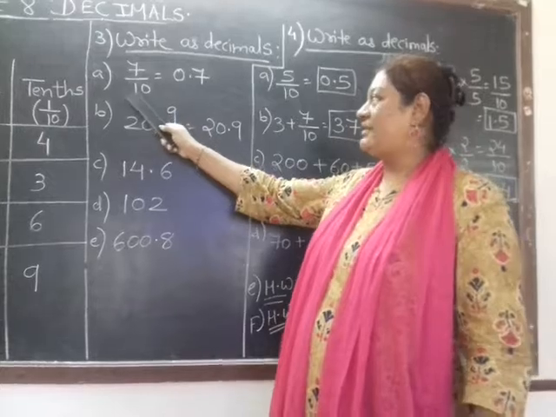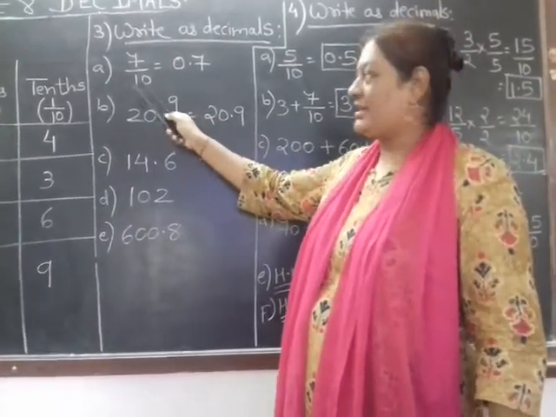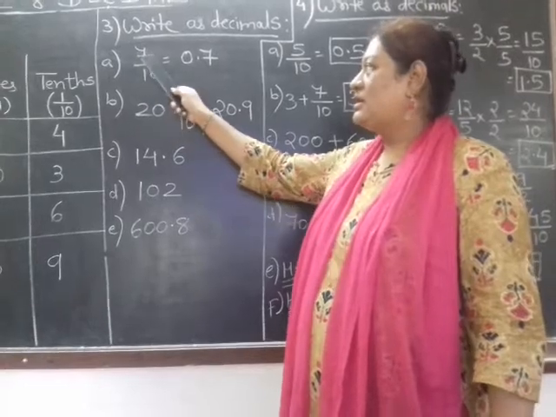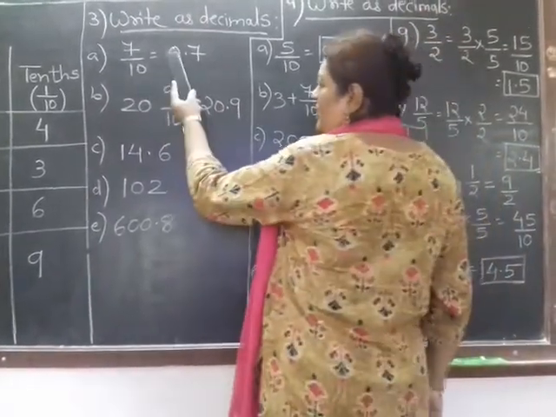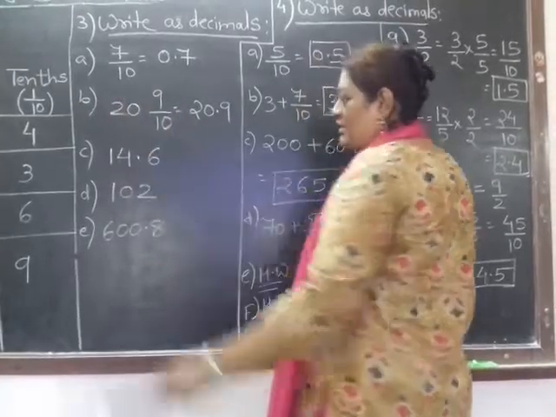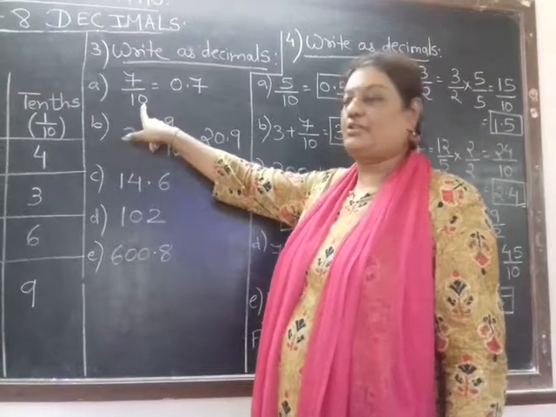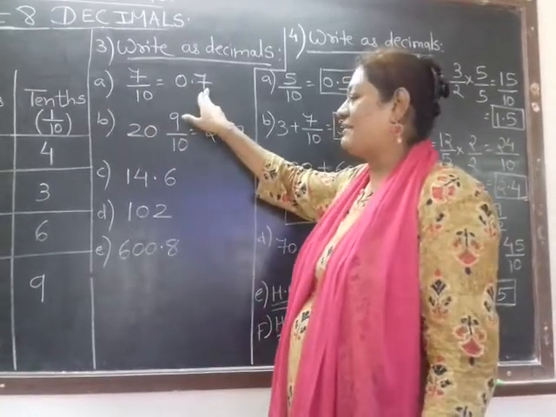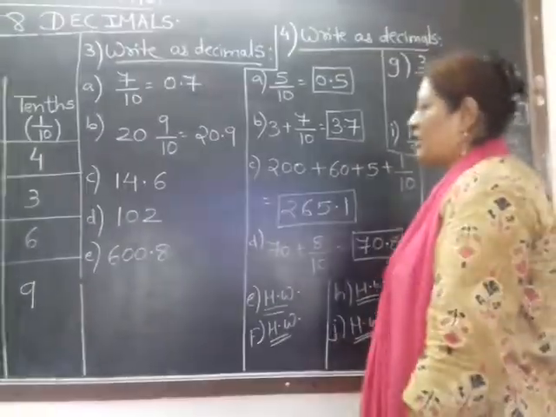Now they had given 7 tenths, means 7 upon 10. Tenth means upon 10. How will you convert it into decimal? Write 0 before 7 to make it 2 digits, so 07. As in 10 we have only 1 zero, counting from the right, there is 1 digit only, put a dot. So 0.7 is the answer.